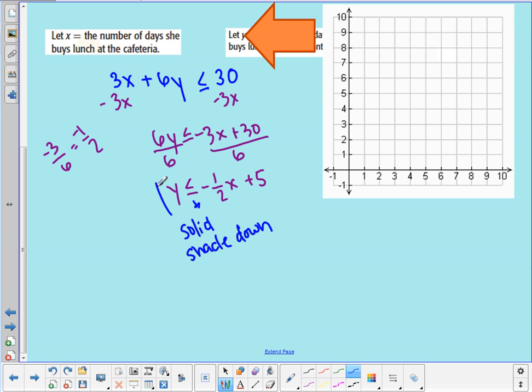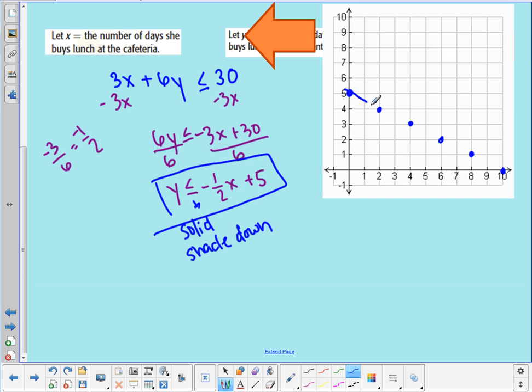So let's graph our line here. This is the line I want. I'm going to go up to positive 5. And then my slope is negative 1/2. So down 1, right 2. Down 1, right 2, repeating. So there are the points that I'm going to use to make my line.